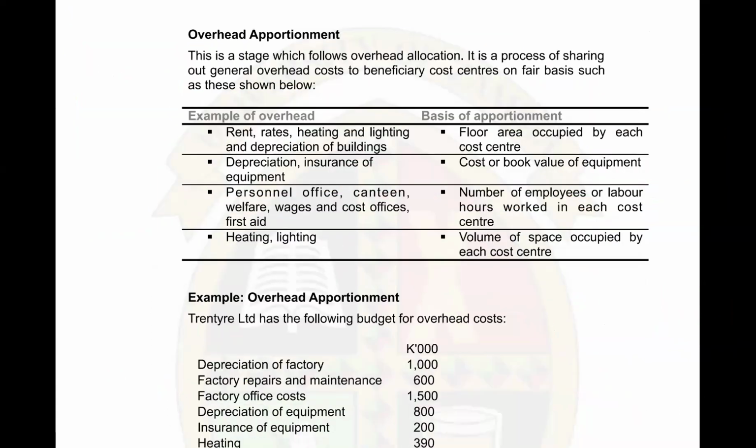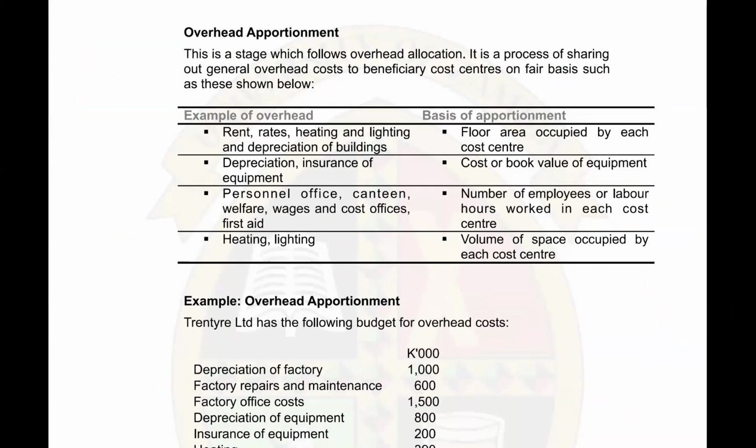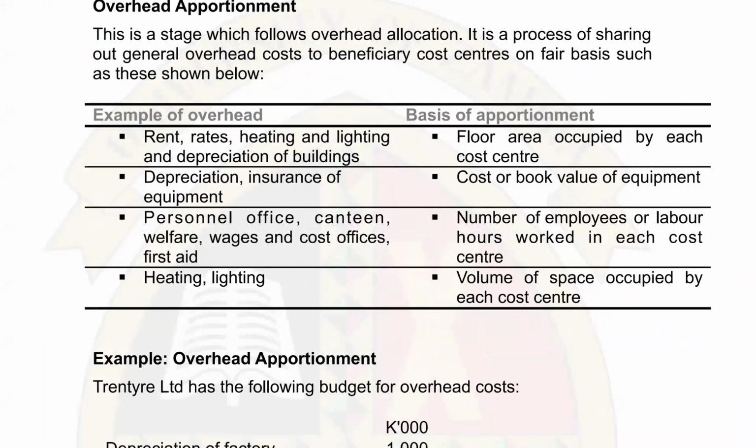Now, still on cost apportionment, I'll give you this table. It's trying to show you the different types of overhead costs and the possible basis of apportionment, and you pay attention.